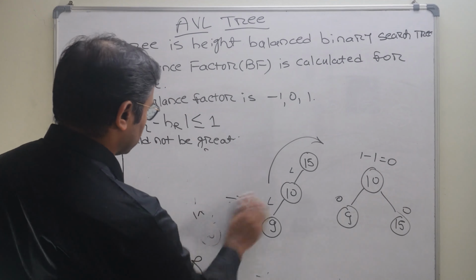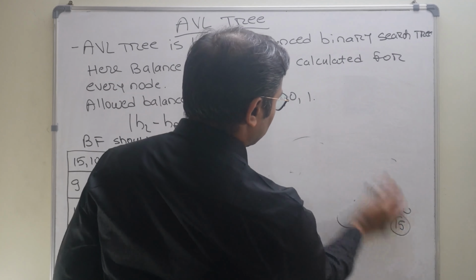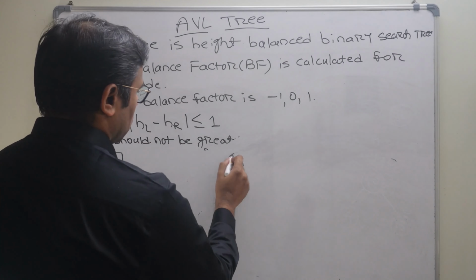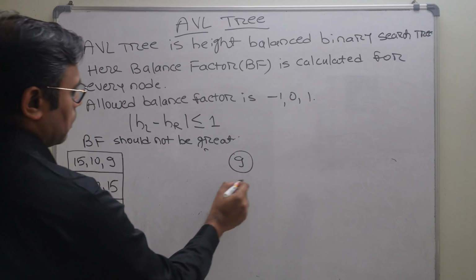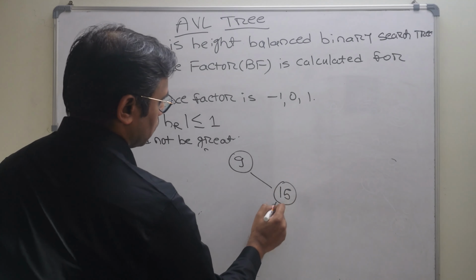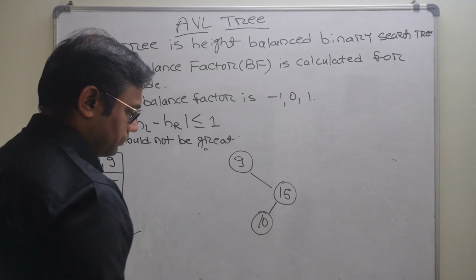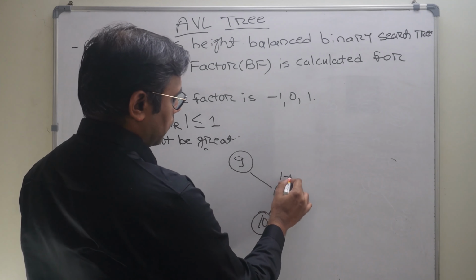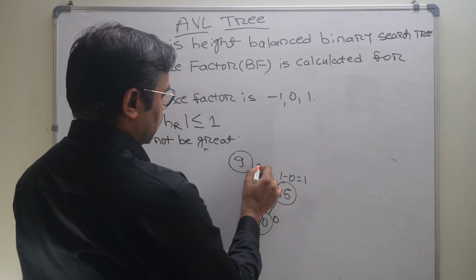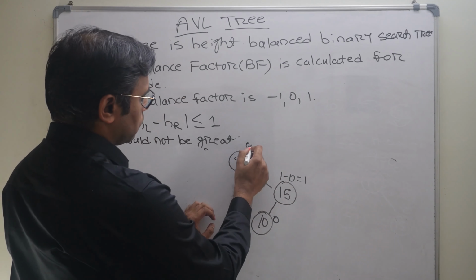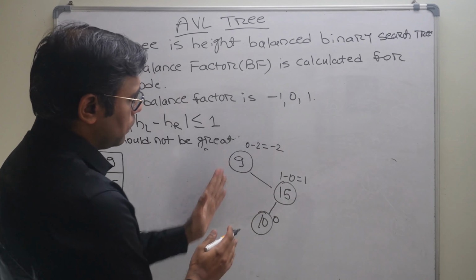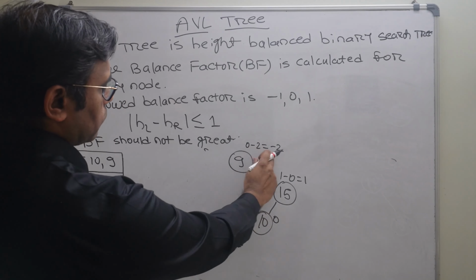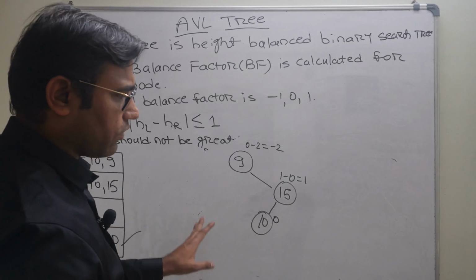Now the last rotation is RL rotation. Let us see what is R and L. So the last one: 9, 15 and 10. If you calculate the balance factor here, it will be 0. So it will be 1 minus 0 is 1, and then from the right-hand side, 0 minus 2 is minus 2. We have to check the height from the right side. So it is 1 and 2. That's why 0 minus 2 is minus 2. Again this is imbalanced.